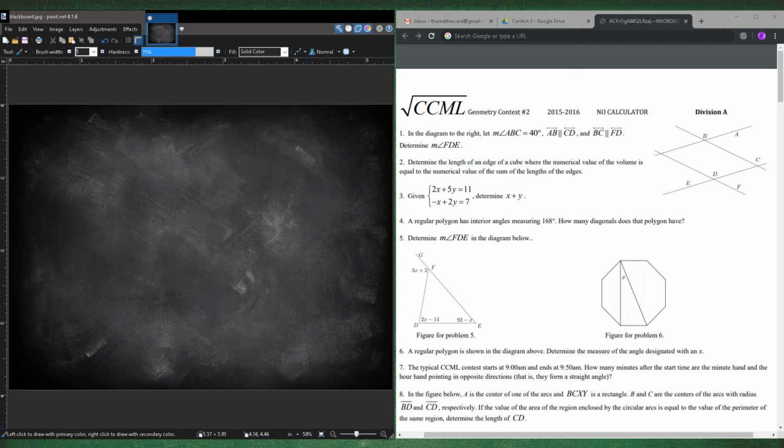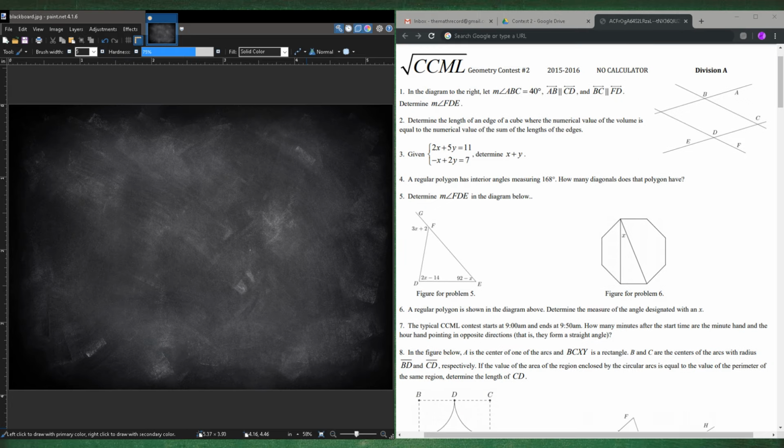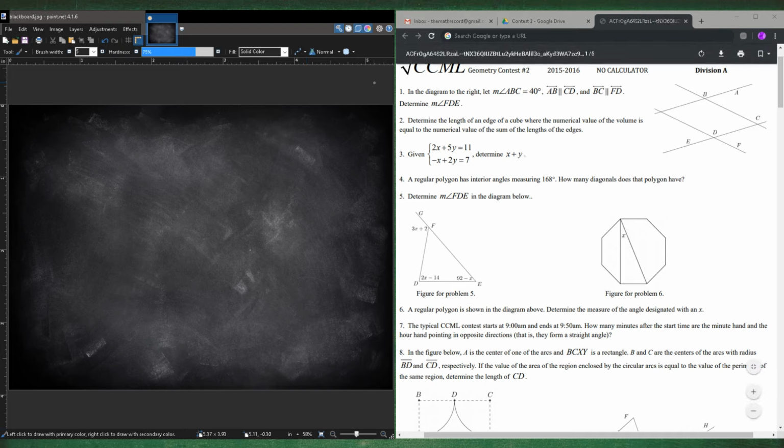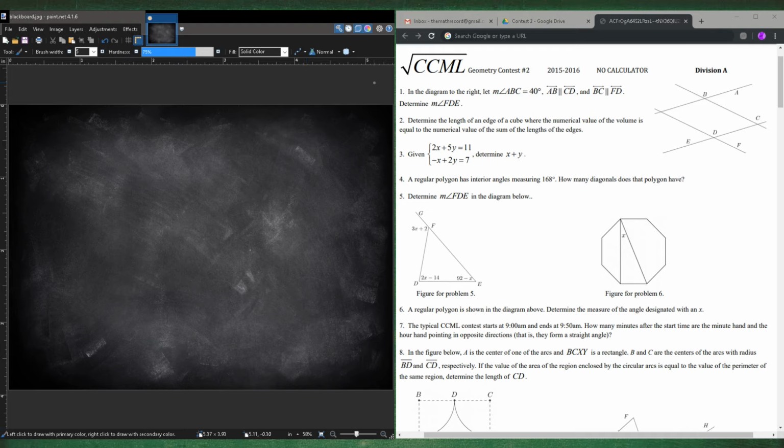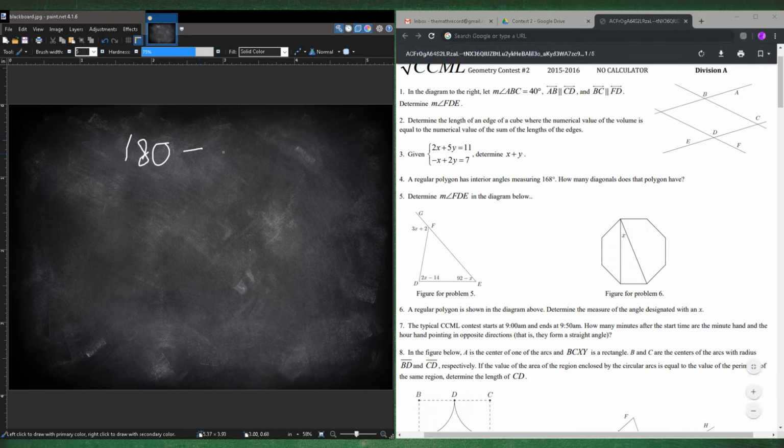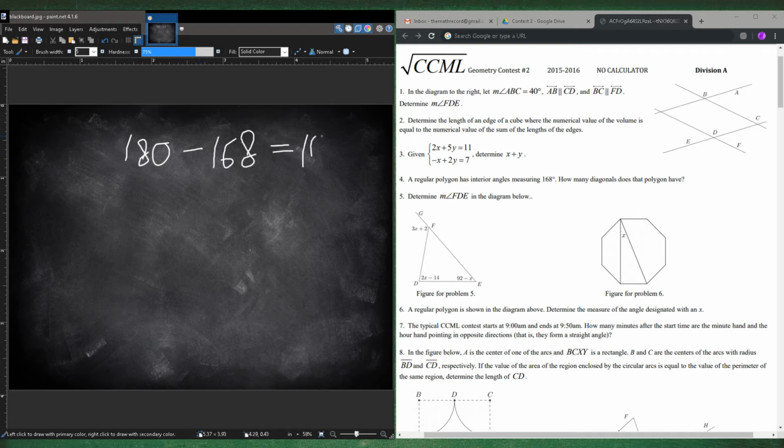Question 4. A regular polygon has interior angles measuring 168 degrees. How many diagonals does the polygon have? Okay, so if they ever ask for exterior angles, there's always going to be an interior angle and an exterior angle. The exterior angle of a polygon like this is basically just 180 minus whatever the interior degree is. So this one is 168. You subtract that and it gets 12.